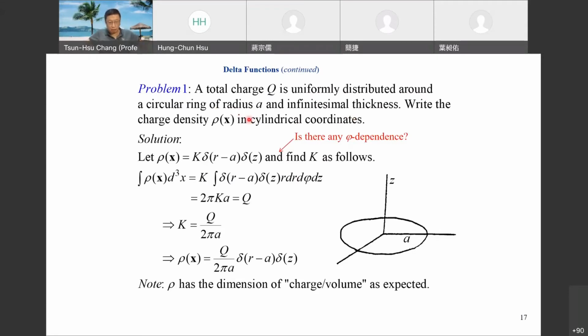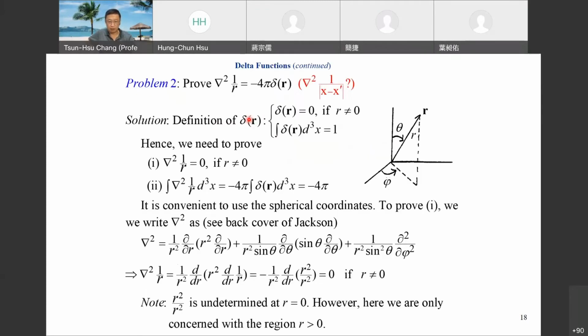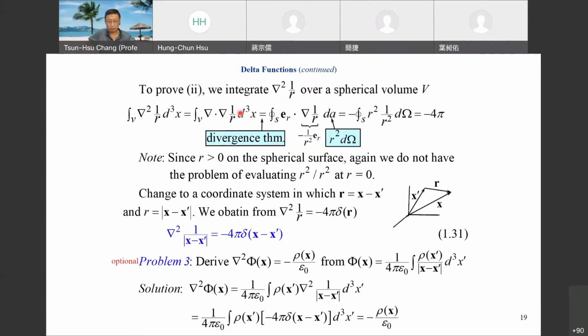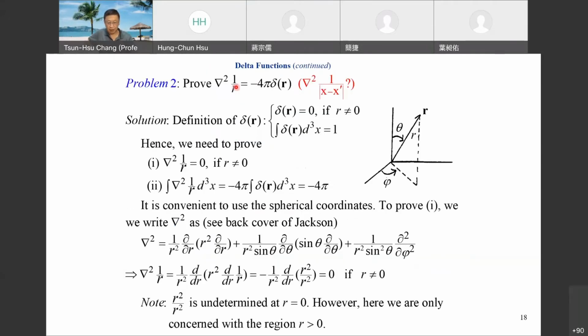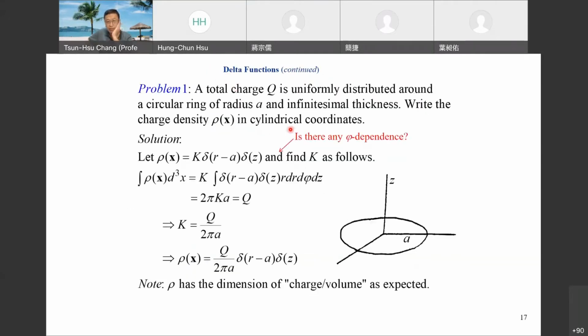The delta function will have meaning if we perform the integral. And I also give you 2 examples. These 2 examples are very useful, simple examples, and could reappear in your quiz or other test.